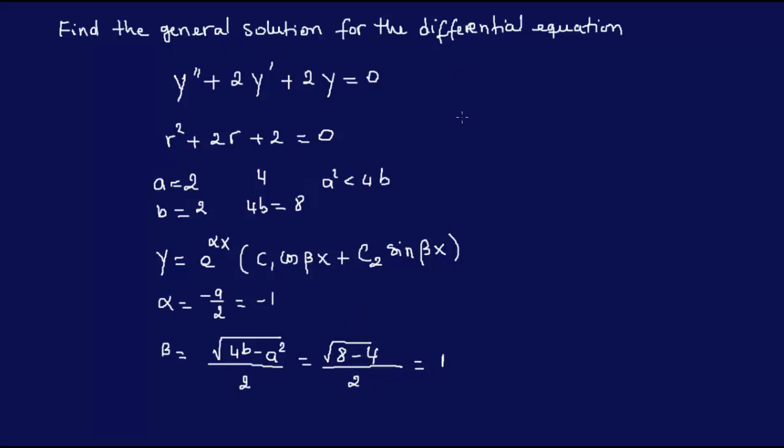So my final form, let me put it in yellow, is going to be e to the power minus x, times c1 cosine of x plus c2 sine of x.